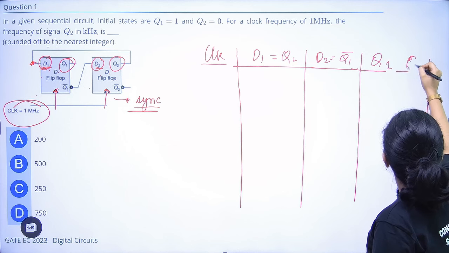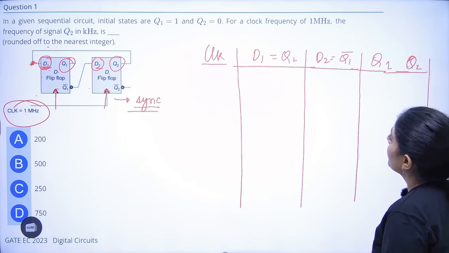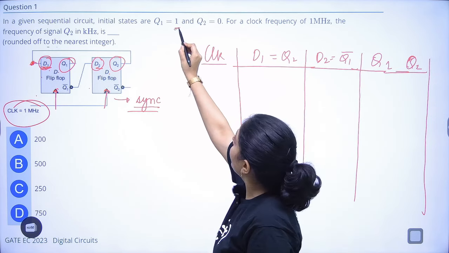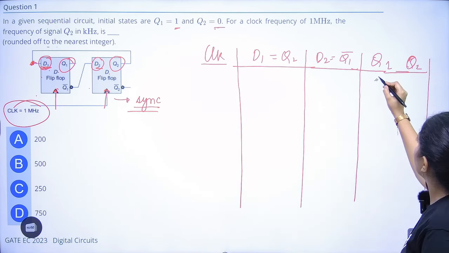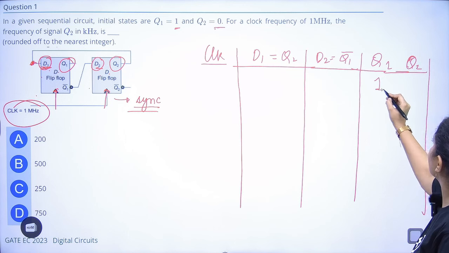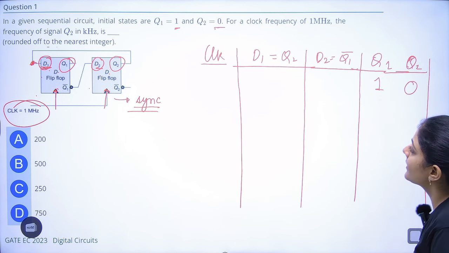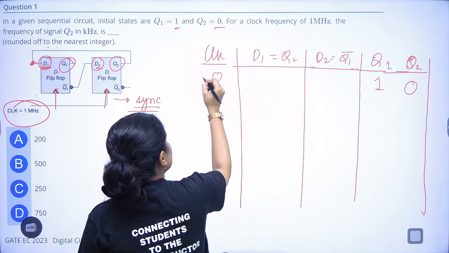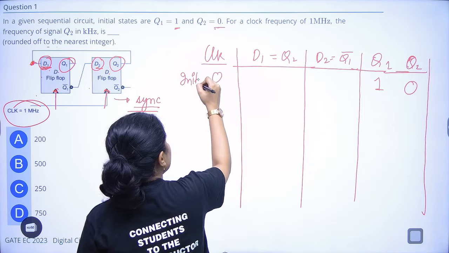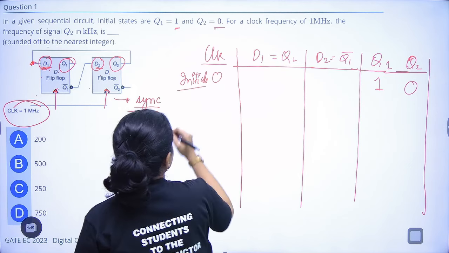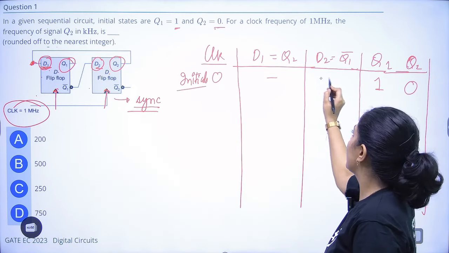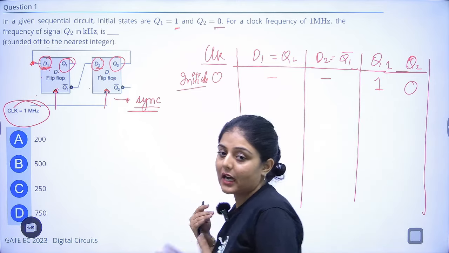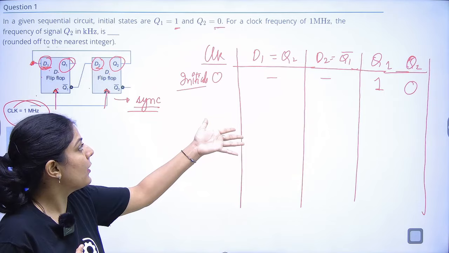This is Q1 and this is Q2. Now they are saying that initial values are 1 and 0. So for Q1 it is 1 and for Q2 it's 0. These are the initial values. That means I can say that at clock 0, the initial values, we don't know initially what were the inputs, but the outputs I know. The outputs were 1 and 0 initially.